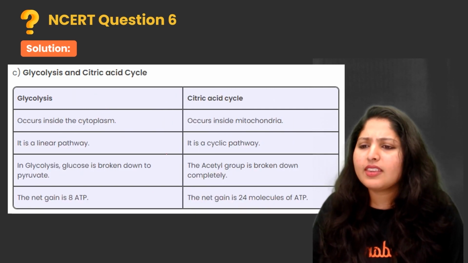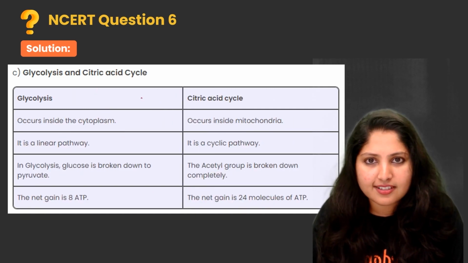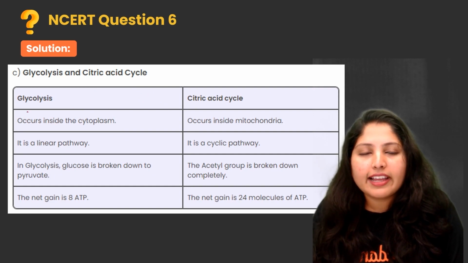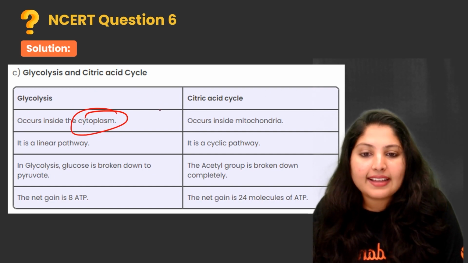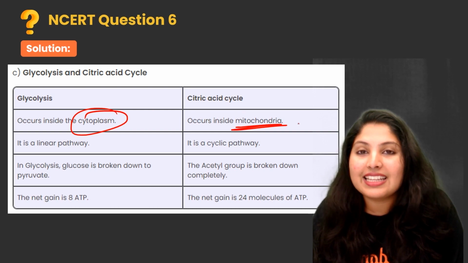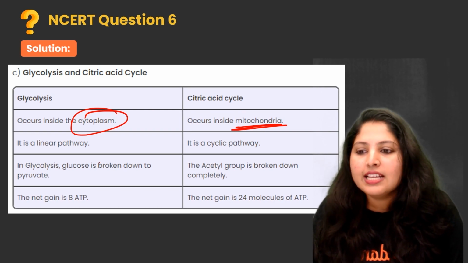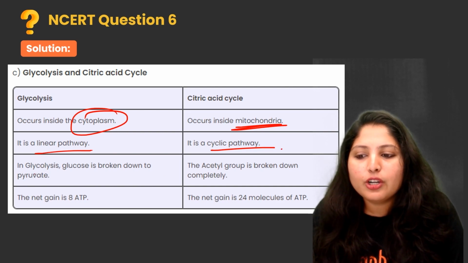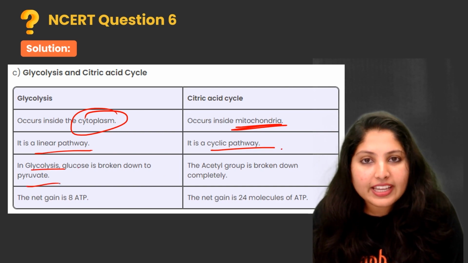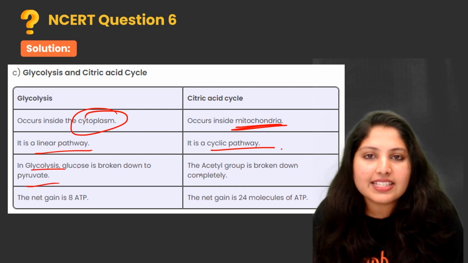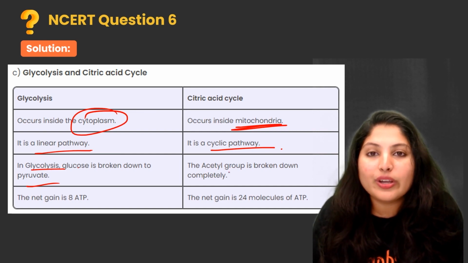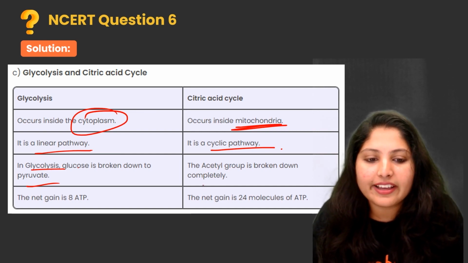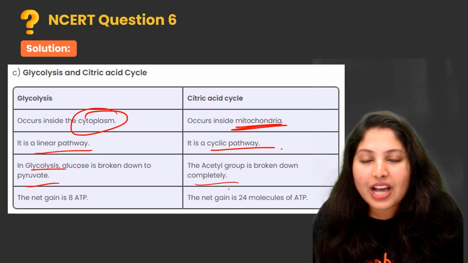Next one, glycolysis and the citric acid cycle. Glycolysis happens in the cytoplasm. The citric acid cycle occurs in the mitochondria. Glycolysis is a linear pathway, while the citric acid cycle is a circular pathway. In glycolysis, glucose is converted into pyruvic acid. Here the pyruvic acid or acetyl-CoA is converted into carbon dioxide.